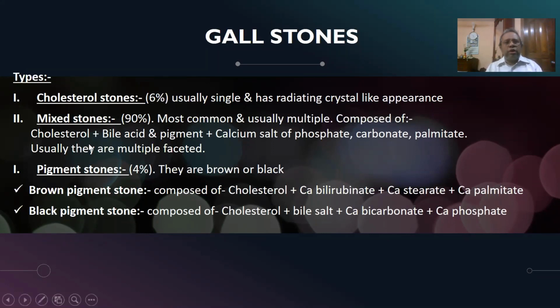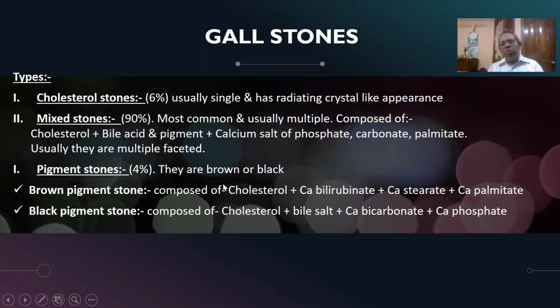The mixed type stones, 90%, are the most common stones, and are usually multiple in number. They are composed of cholesterol, bile acid, pigment, calcium salt, phosphate, carbonate, palmitate. Usually they are multiple and faceted. So the external appearance is multiple faceted stones within the gallbladder. It is a mixed stone. Always remember, a single rounded stone within the gallbladder is most likely a cholesterol stone. The others are pigment stones.